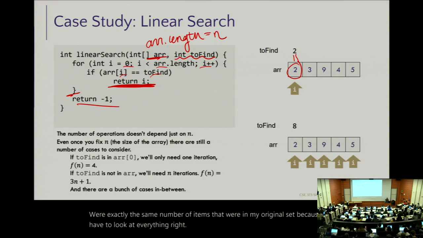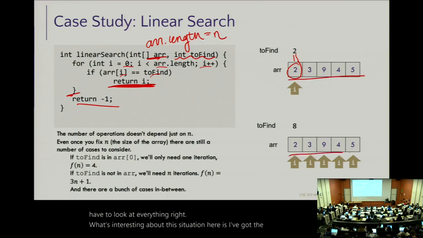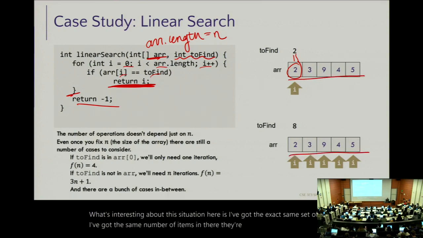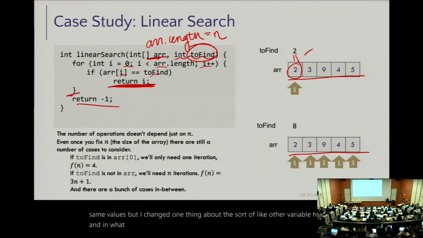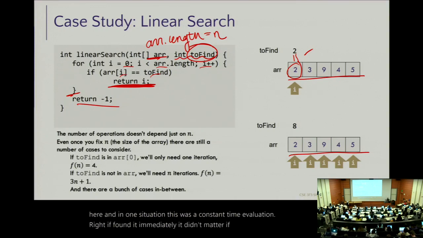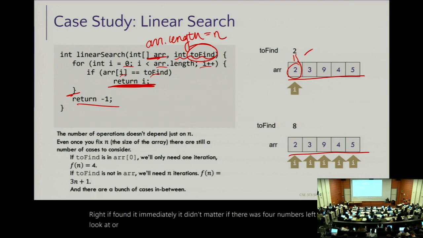What's interesting about this situation is I've got the exact same set of data. I've got the same number of items in there. They're in the exact same order, same values. But I changed one thing about the other variable here. And in one situation, this was a constant time evaluation, right? It found it immediately. It didn't matter if there were 4 numbers left to look at or if there were 1,000,000 numbers left to look at. Boom, right away we found that thing we were looking for.